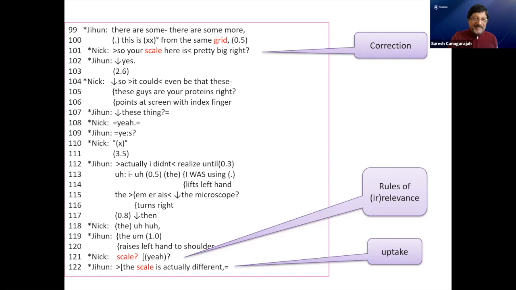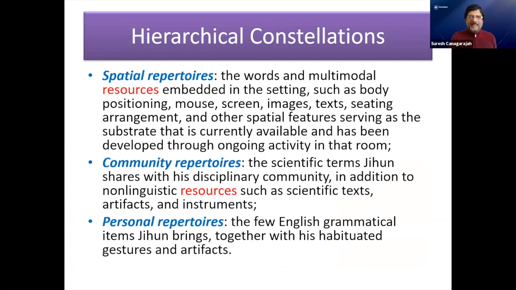So what we find is if you would think about this activity of a research group meeting, the hierarchical constellations would look like this. The spatial repertoires have a lot of importance because that actually explains the way they are seated together. They are seated in front of a monitor with the visuals in front of them, the results from their experiment, and they mediate in a very intense way the conversation that's going on.